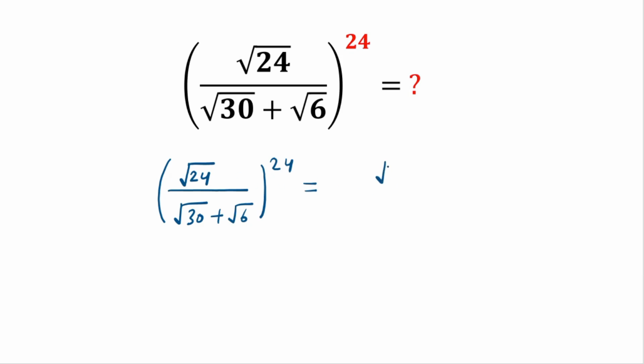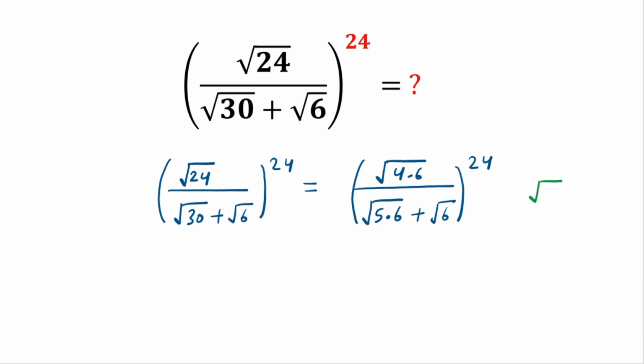as square root of 4 into 6 and divide by square root of 30 is same as square root of 5 into 6 plus here square root of 6 bracket power 24. Here we will apply this rule, square root of a into b, this is equals to square root of a times square root of b.